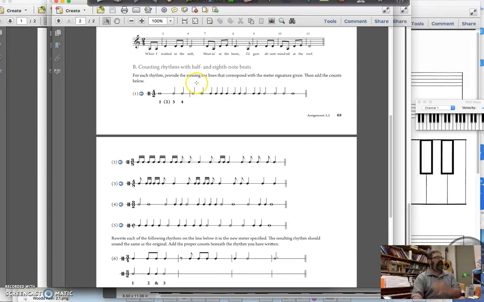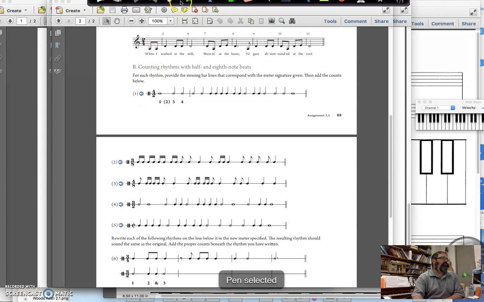Counting rhythms with half and 1/8 note beats. Oh, I see. So instead of 4/4, it's 4/2. Doesn't change the fact that there's still 4 beats in the bar. It's just that the note that gets 1 beat is no longer a quarter note. Because the 2's on the bottom, we know it's a half note. So there's the 4th beat, there's the 3rd beat, and there's the whole note that is 2 of those that are the 1st and 2nd beats. So every half note is a full beat. That shouldn't be anything to worry about, just something wild to get used to.